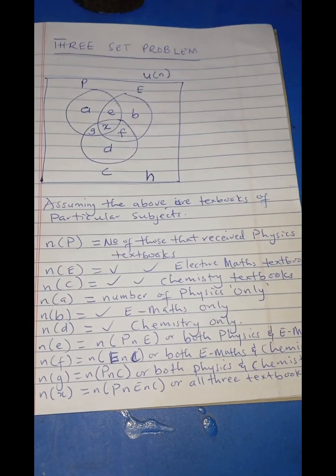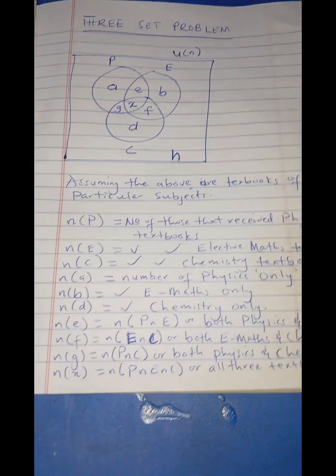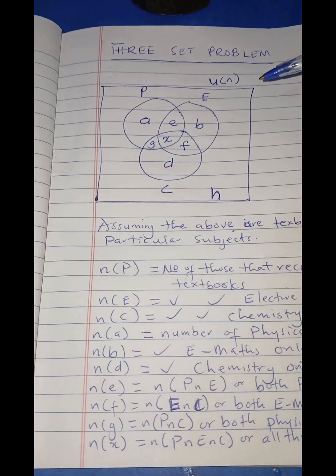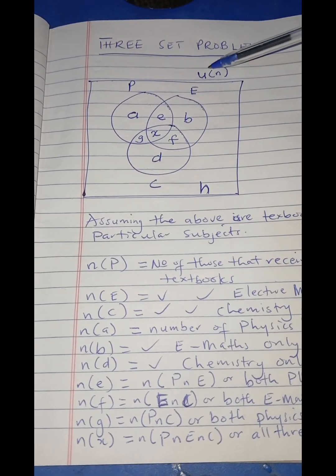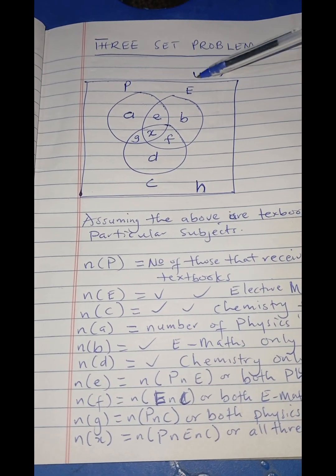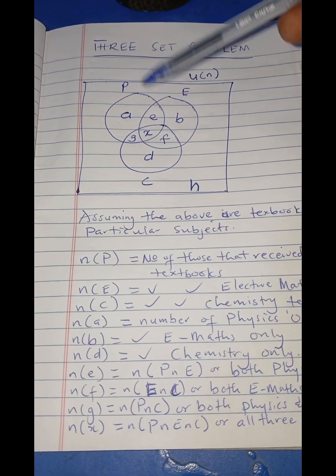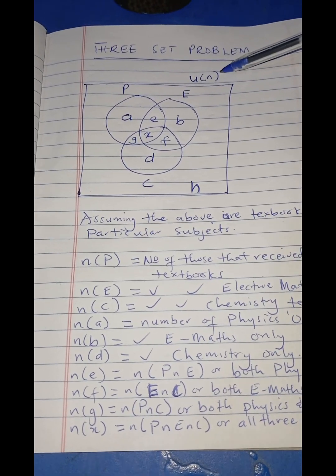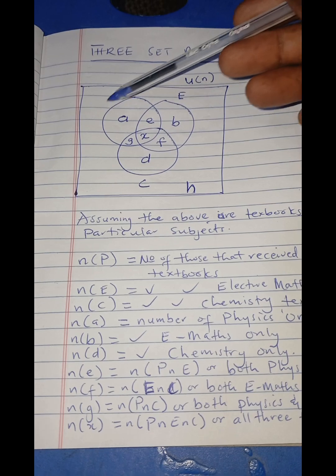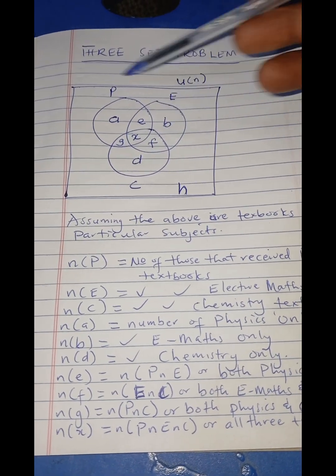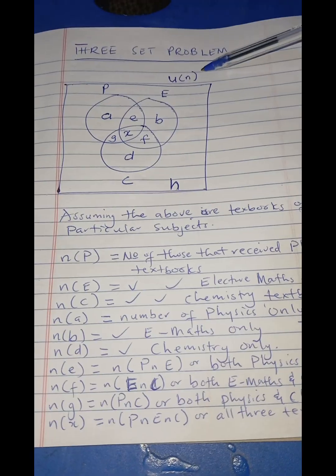This is how to represent information on a Venn diagram involving three-set problems. So this will be a universal set, the total number of elements within the set. It houses all the subsets. So these are subsets, and this signifies the universal set U.